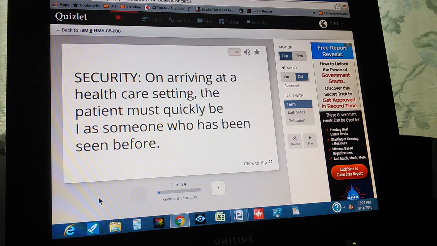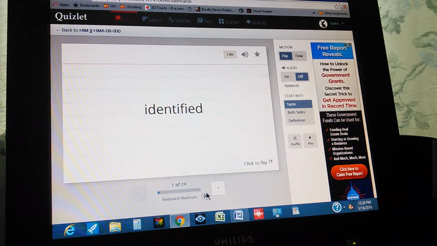Security. On arriving at a healthcare setting, the patient must quickly be I as someone who has been seen before. Right. This is an example of security, which deals in this chapter. What's I? Identified, right? Okay. Yes. The next one.